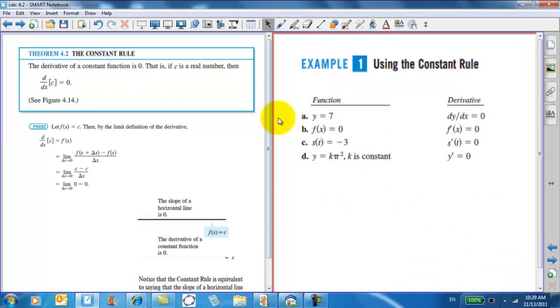And here's some applications of the constant rule. If you've got functions in various formats like this, y equals 7, f of x equals 0, s of t equals negative 3, y equals k pi squared, where k is a constant, all these are constant functions. Their derivative is 0.